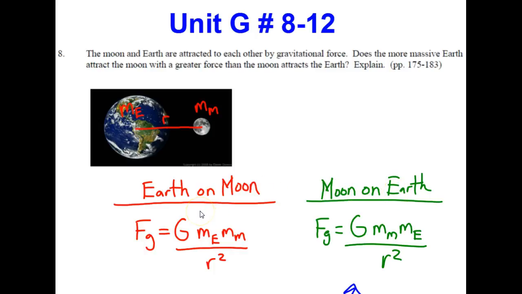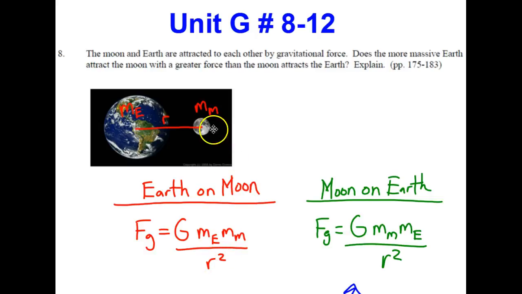Let's take a look at our force of the earth on the moon here done in red. Fg equals big G, mass of the earth, mass of the moon, divided by the distance between the center of the earth to the center of the moon squared. And you can see we've labeled that in the diagram up here as R, center of the earth to the center of the moon. We take that value and square it.